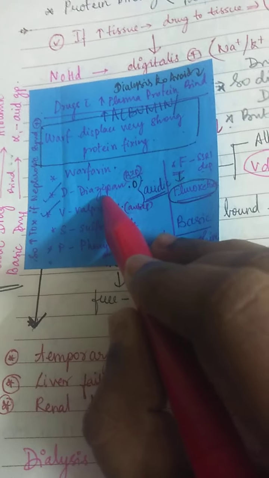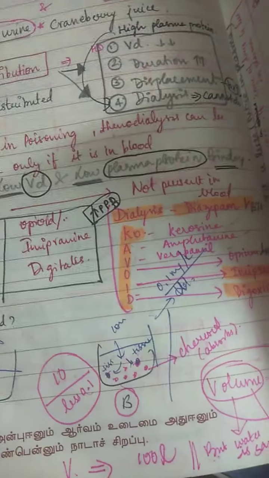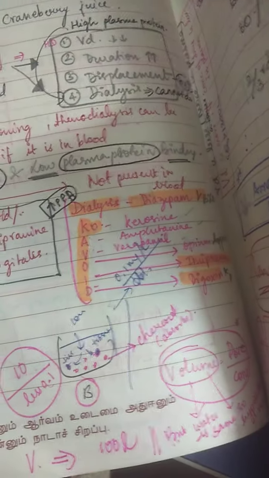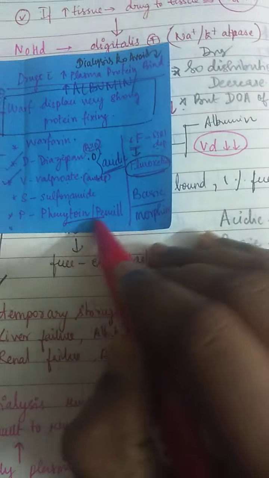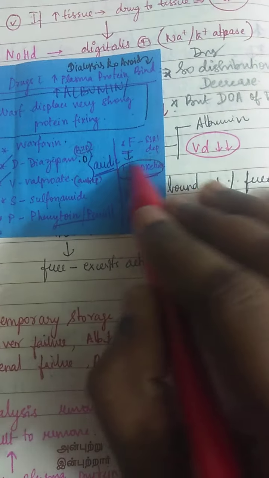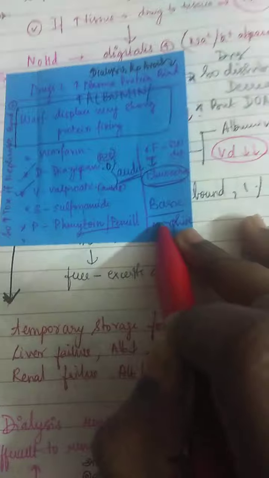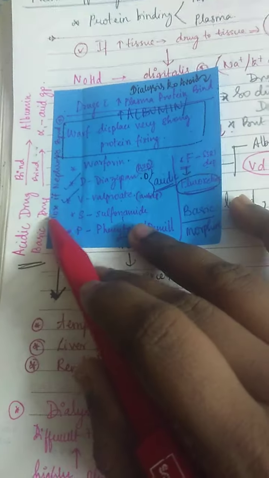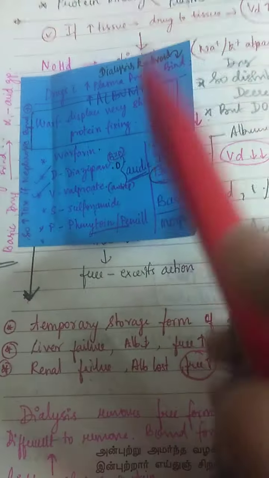Now, the drugs with high plasma protein binding are warfarin, diazepam, digoxin, valproate, sulfonamides, phenytoin, SSRIs like fluoxetine, and morphine is also bound to albumin. The most important thing is that acidic drugs will bind to albumin, and basic drugs will bind to alpha-1 acid glycoprotein.